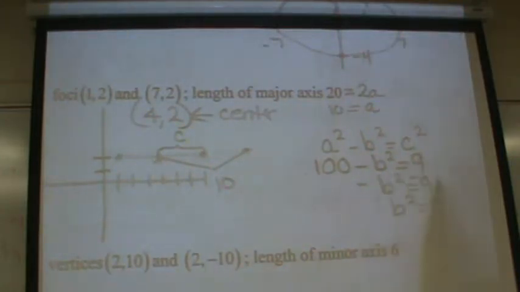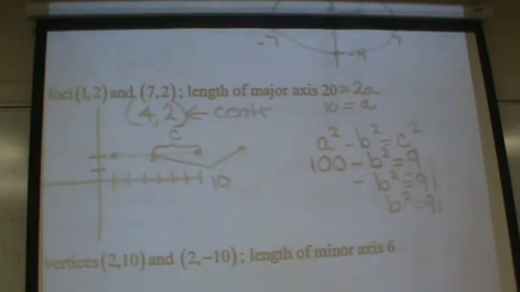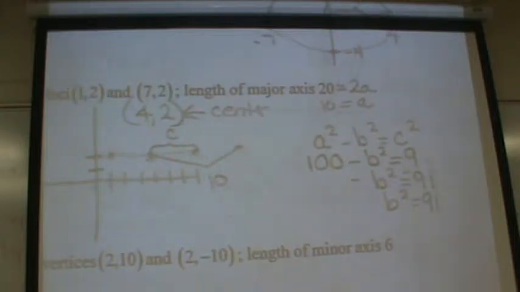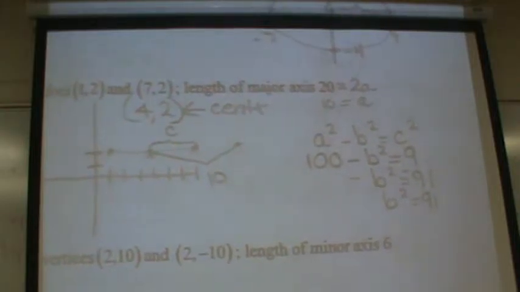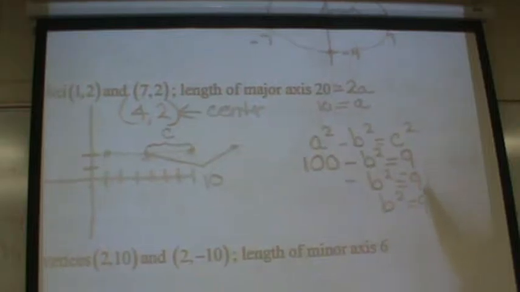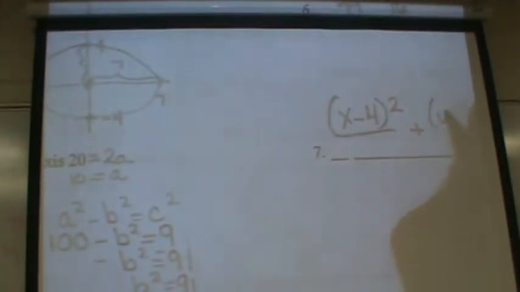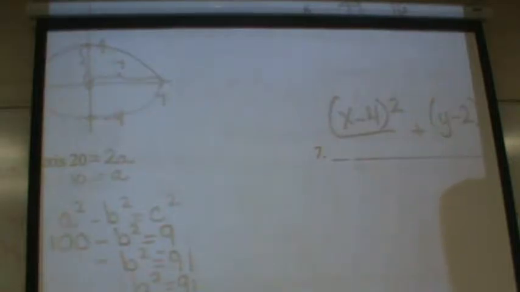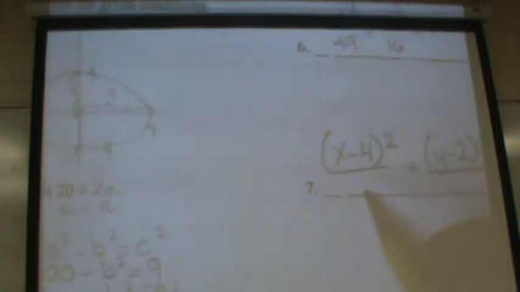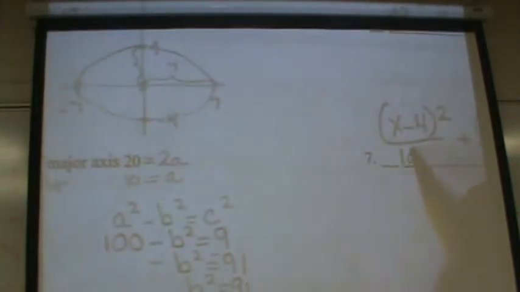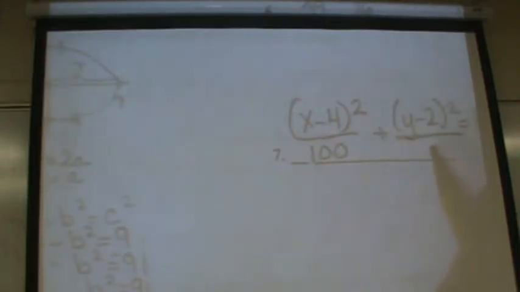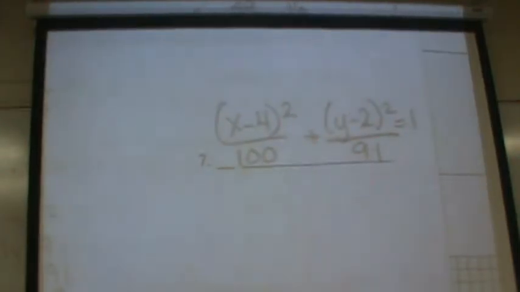A squared minus B squared equals C squared. This is all in your notes from Tuesday and Wednesday. Okay, now, give me the equation. We have X minus 4 squared over 100 plus y minus 2 squared over 91. Okay, Sam, what did you put under here? 100. 100, good job. And what did you put under here? 91. Good job. You got it.